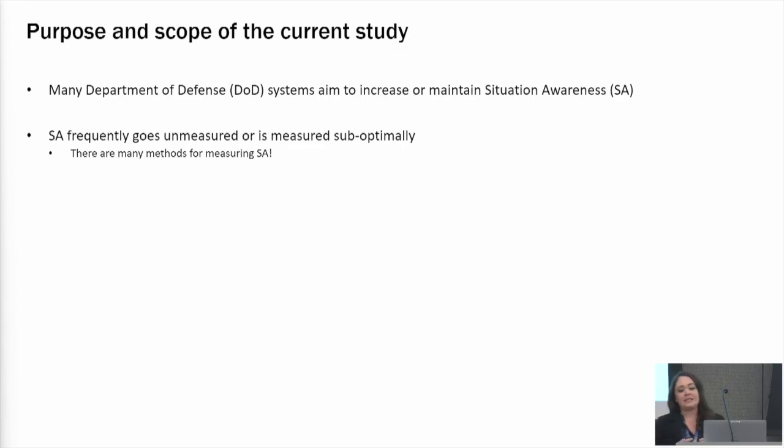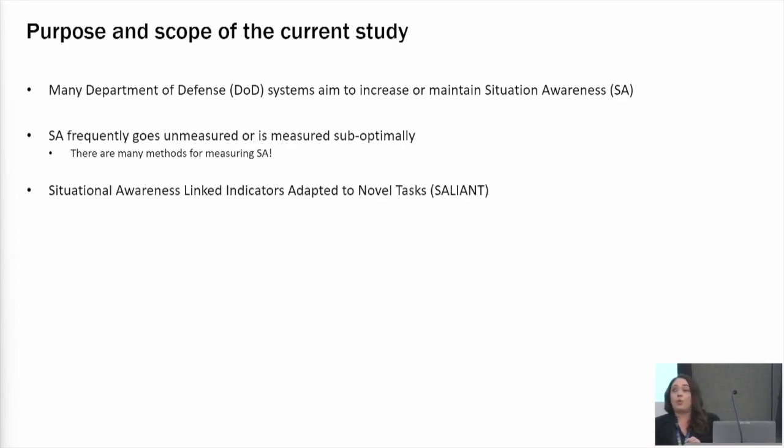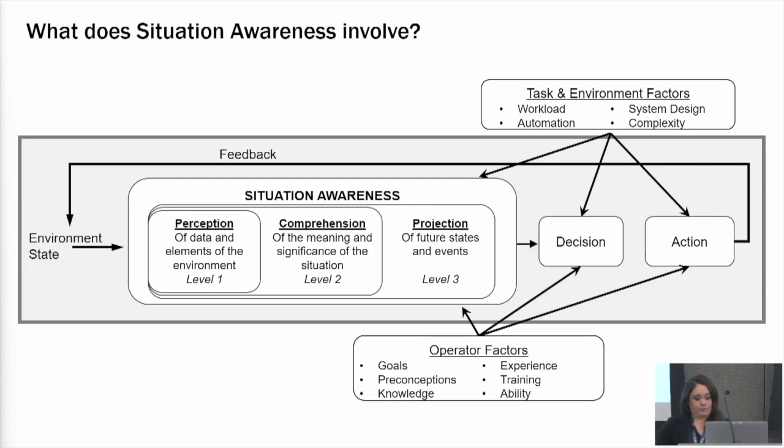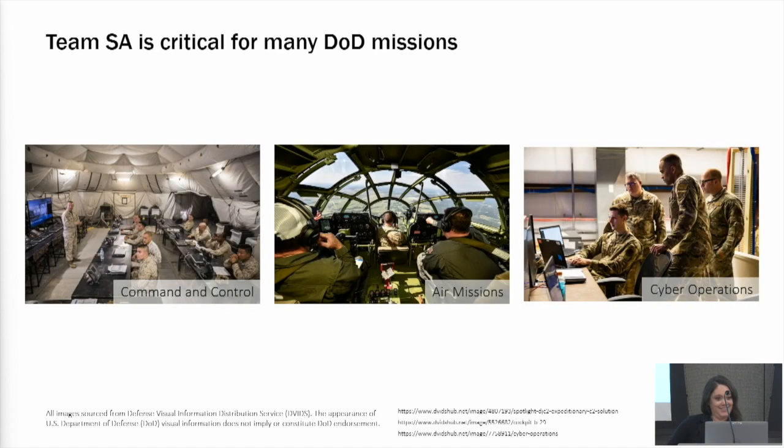When we do see data from tests attempting to quantify situation awareness, it can be questionable at best in many cases. So what we are looking at for this portion of the project specifically is a particular method called situation awareness linked indicators adapted to novel tasks, or SALIANT, that is meant to look at situation awareness at the level of the team. Oh, I did that. My bad. It's a very sensitive computer.